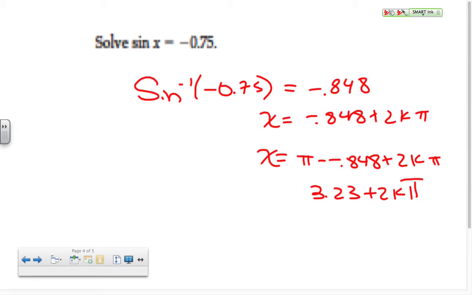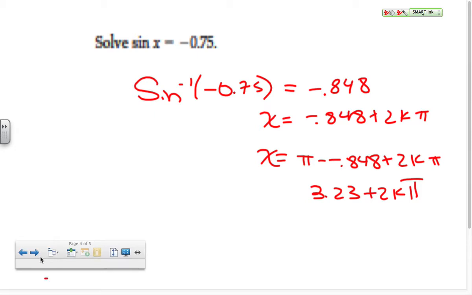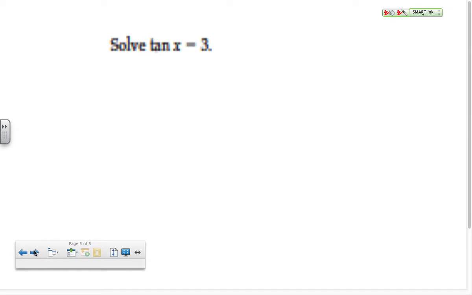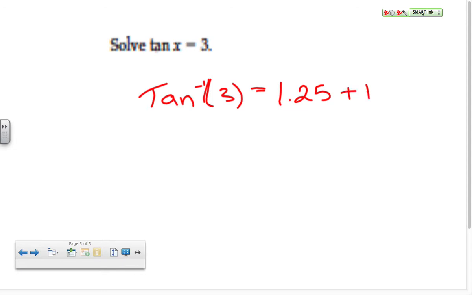All right, one more. We'll have to do a tangent as well. Now, with tangent, we are not restricted by anything. It doesn't matter what the value is, it will be solvable. So we're going to do tangent inverse of 3. Put it in my calculator. I get 1.25. Remember, there's only one solution, plus k pi. And voila, I'm done.